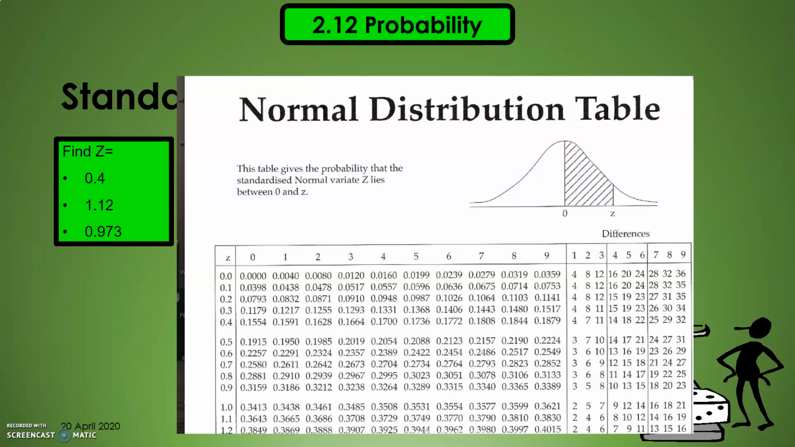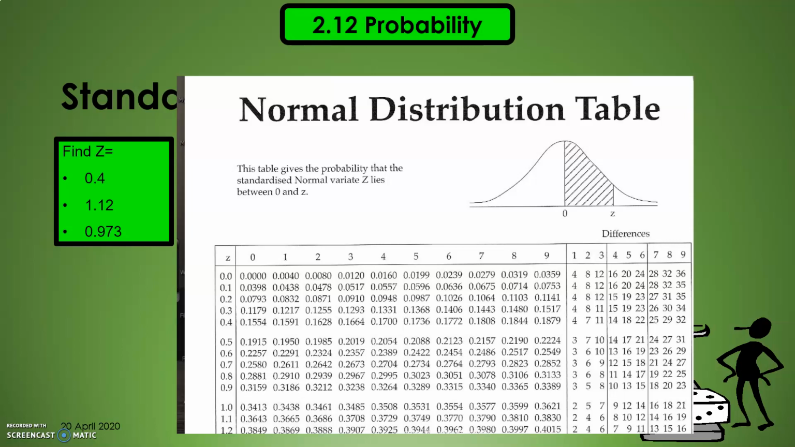So we've got 3 Z scores here, 0.4, which means 0.4 of a standard deviation above. 1.12 is 1.12 standard deviations above, and obviously 0.973 is that proportion above as well.